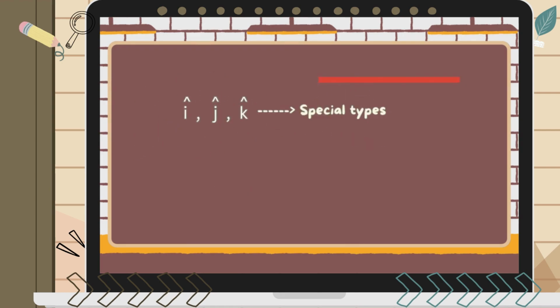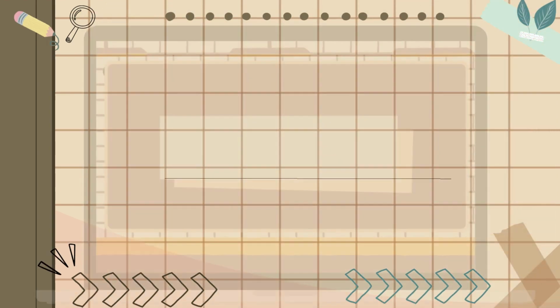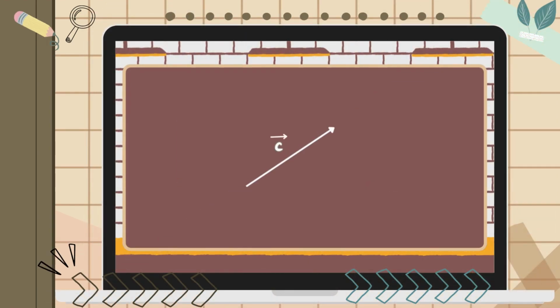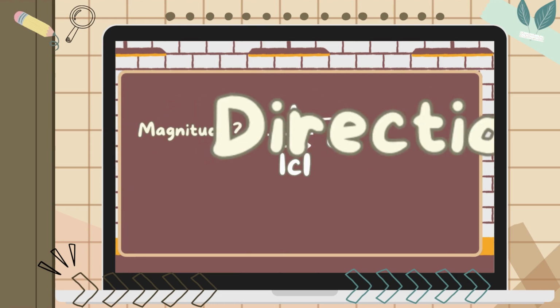For this, we'll start by understanding what these special vectors are. These are called unit vectors. Consider a vector C represented by this arrow. Now let me ask you a question. What if we multiply this vector by the number 1 over the magnitude of vector C? Can you tell me what would be the magnitude and direction of this vector?